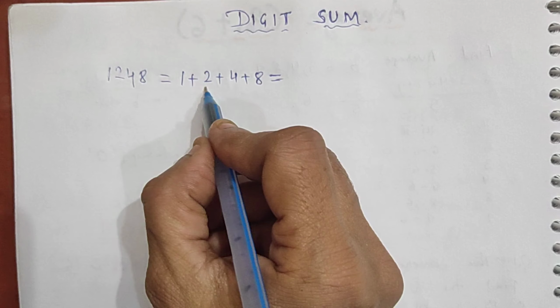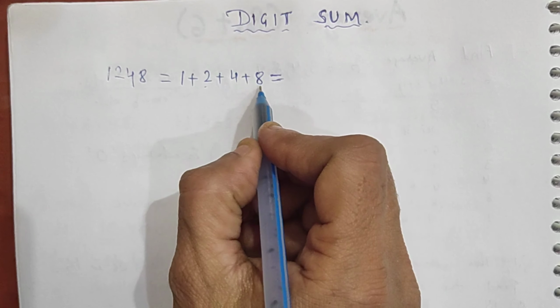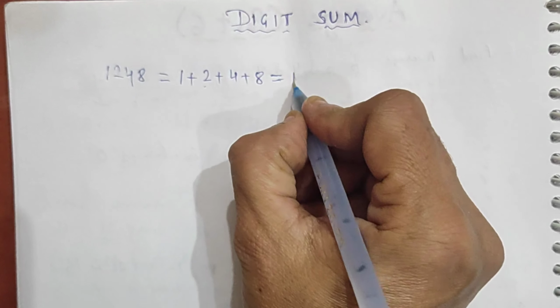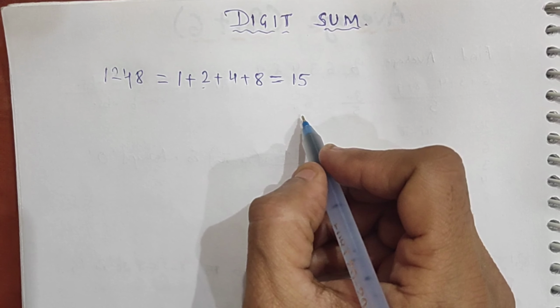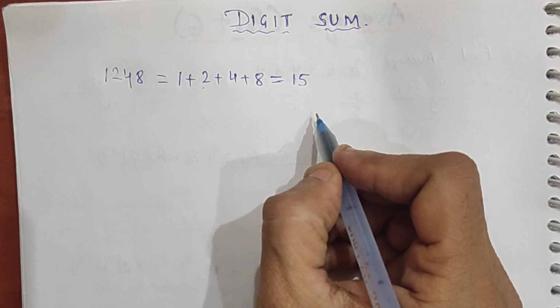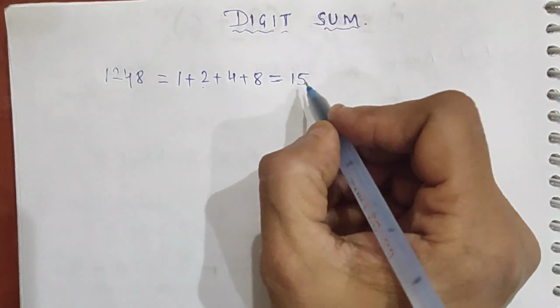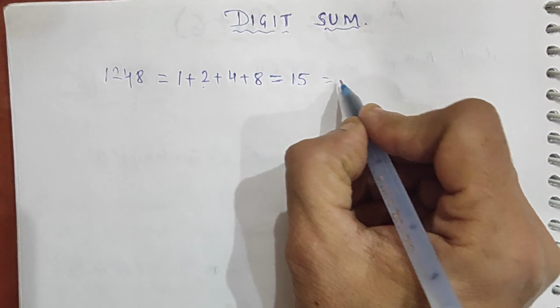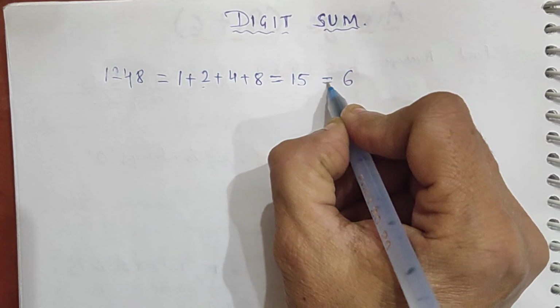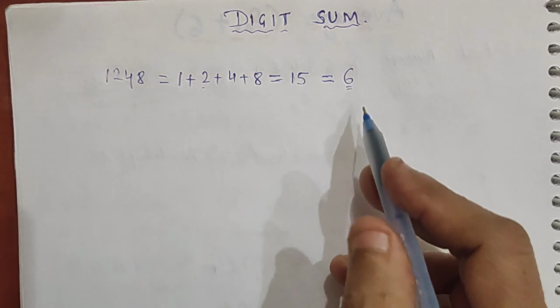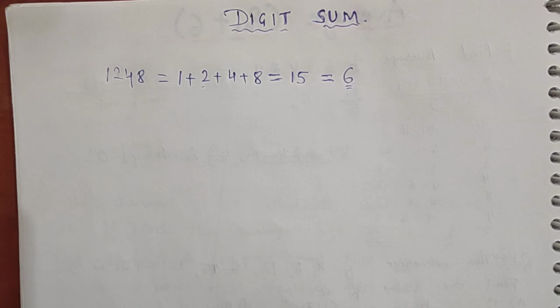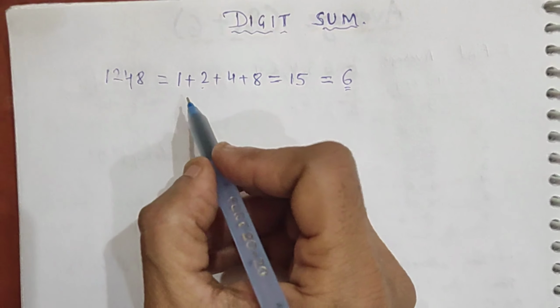1 plus 2, 3. 3 plus 4, 7. 7 plus 8, 15. Again I will add these two digits. Why? Because I will go on adding till I am getting an answer in one digit. So 1 plus 5 is 6. Right? So the digit sum of 1248 will be 6. Now we can find this without actually adding all these numbers also.